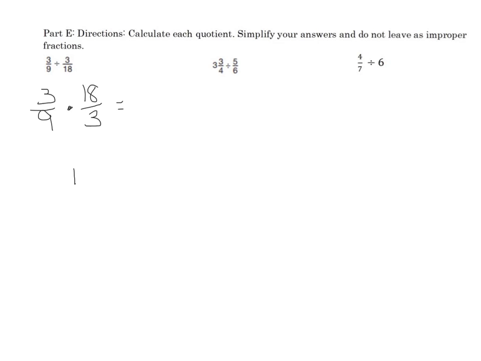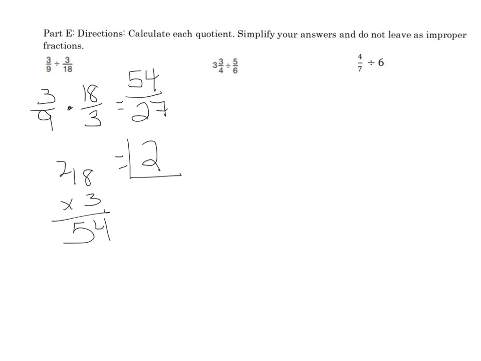Okay, so then I have to think 18 times 3. 8 times 3 is 24, and 3 times 1 is 3, plus that 2 makes 5, so it's 54. 9 times 3 is 27. Well, remember, fractions are just division problems, so if you think of 54 divided by 27, that actually gives me a whole amount of 2. So that would be the simplest form to write that problem.